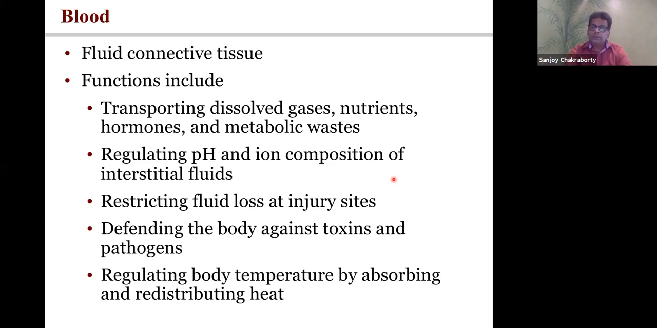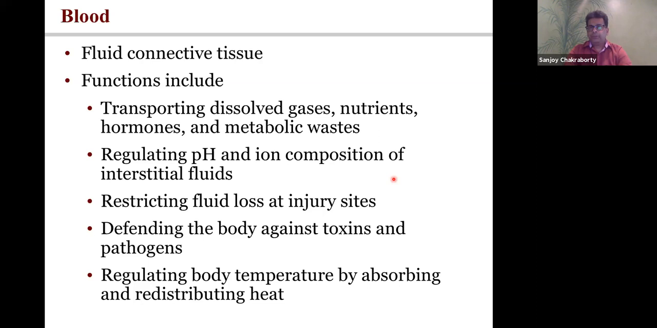Then they restrict the fluid loss. What does that mean? Blood clotting. We all know that when you get a cut in the blood vessels, the blood clots after some time, so that does not allow the liquid to go out of your body. Because remember, it's a closed circulation. We have a closed circulation in the body, so that they don't allow liquid to go outside. Okay, we have a fixed amount of blood. Yeah, we're making it every day, we're replenishing it, but we don't want to lose it. So blood clotting is the one.